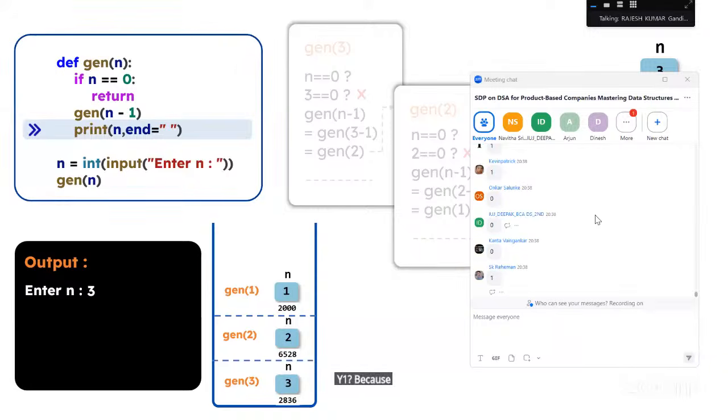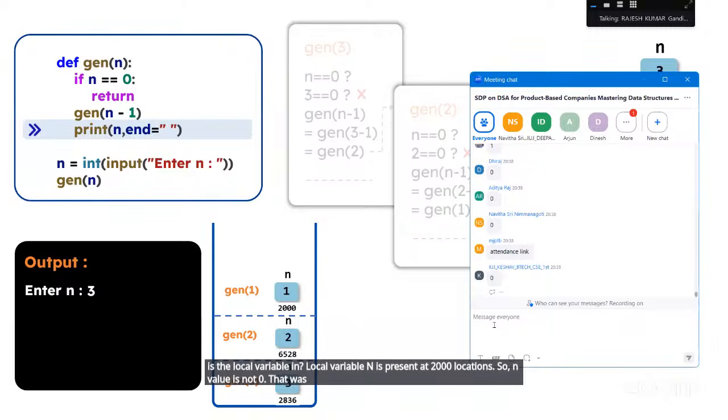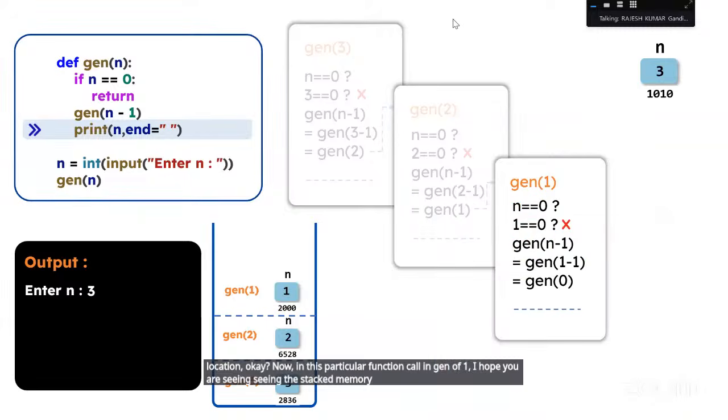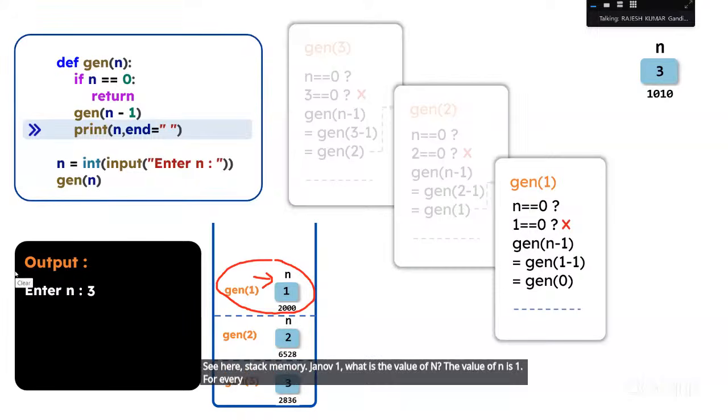Because you are present in the gen of 1 function. For the gen of 1 function, what is the local variable n? The local variable n is present at the 2000 location. So the n value is not 0. That was in the gen of 0 function, in the 1500 memory location. Now in this particular function call, gen of 1, I hope you are seeing the stack memory here as well. Stack memory, gen of 1: what is the value of n? The value of n is 1. For every function call, it stores the value separately. It's not the same variable.